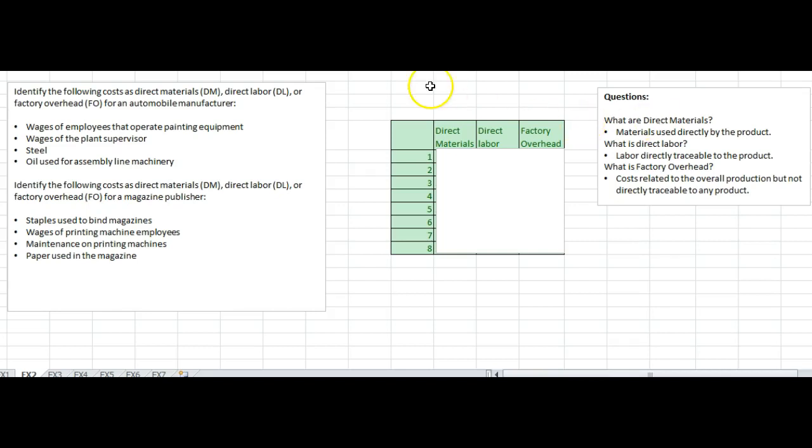So the first one says wages of the employees using the paint. Well, we probably pretty well know that's a direct labor. And then wages of the supervisor. We kind of went through this in the other one, didn't we? So I think you can pull this one off, no problem.